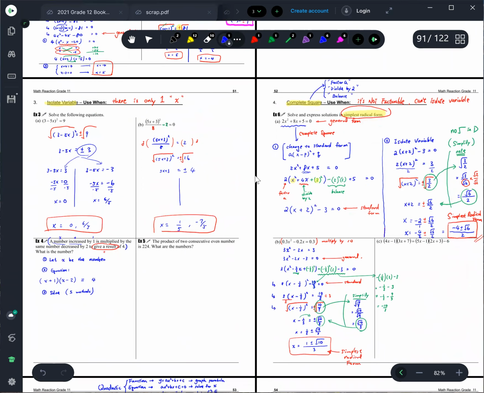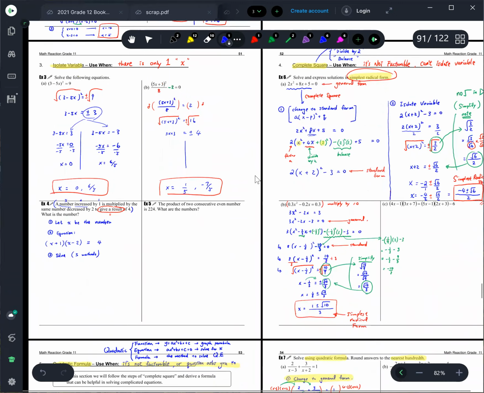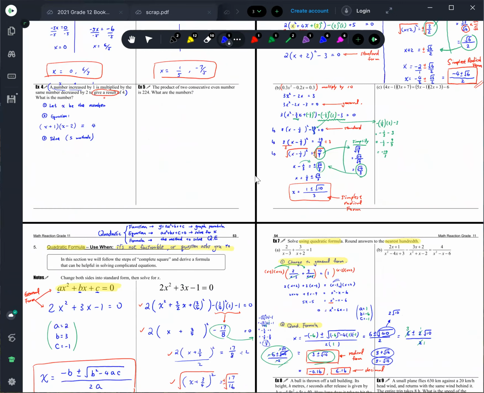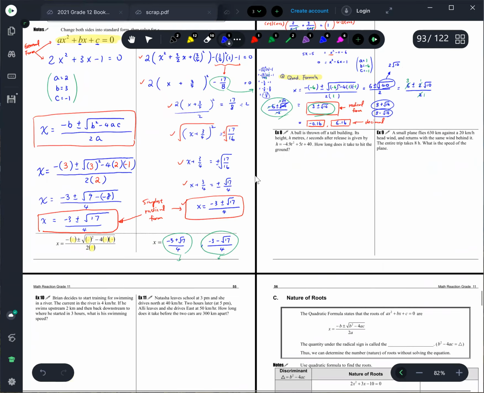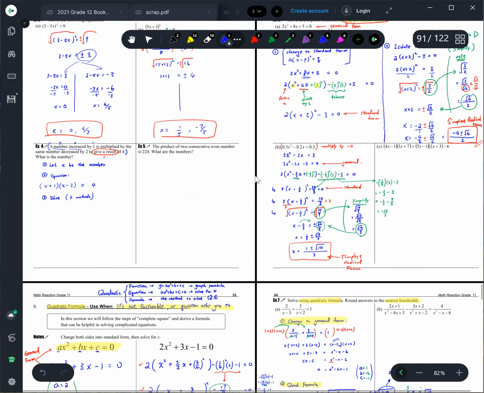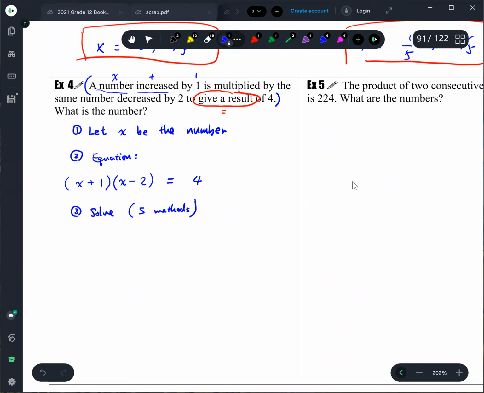Well, definitely not complete square. It takes too long, okay? Unless they tell you complete square, and then quadratic formula, okay? If it's not factorable. Okay, so I'll let you solve this one. Once you found the answer, please raise your hand.